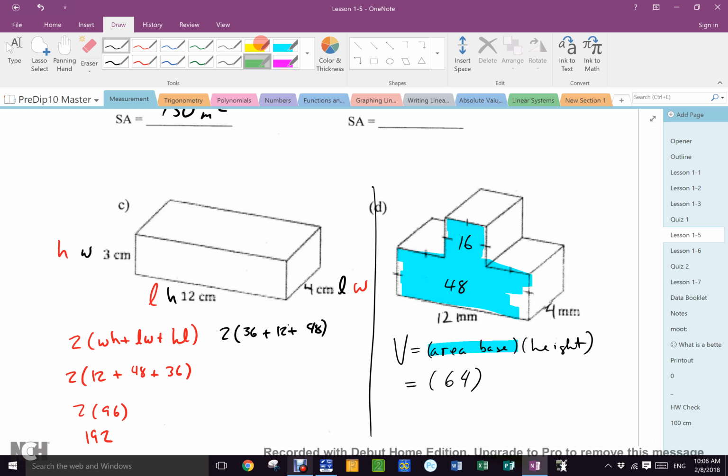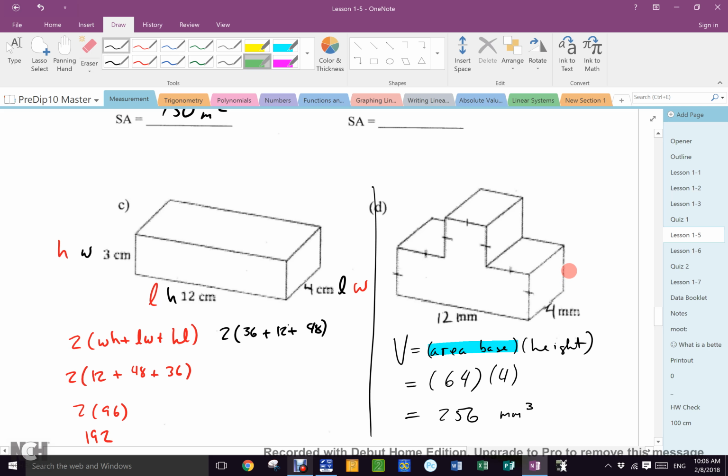Don't tell me a number. What is the height? The area of where it repeats itself. It repeats itself in the direction of repetition. That blue repeats that way how long? 4. Meaning this volume is 64 times 4. 256 millimeters cubed.